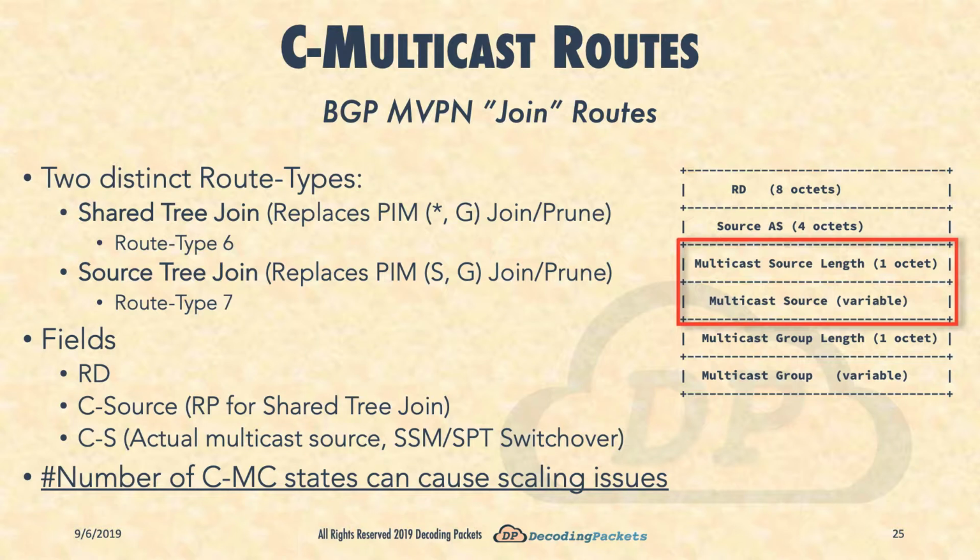Extrapolating that, in simple terms, PIM RPT joins would cause shared tree routes to be created, while PIM SPT joins would cause source tree routes to be created. Let's focus on the shared tree route first. We have established that it is created because of a *G join. So then the next logical question is, what is the source IP listed in the PIM RPT join?